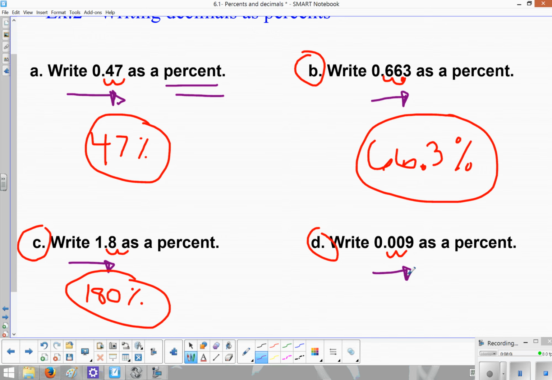How many guys think the answer is 9%? If you say 9%, you are wrong. It is actually 0.9%. So it's actually different from 9%.